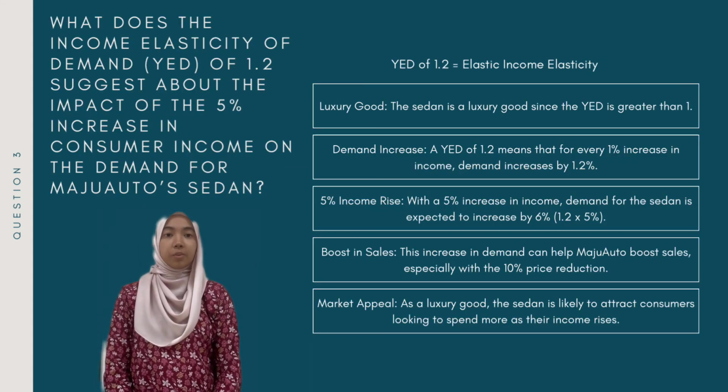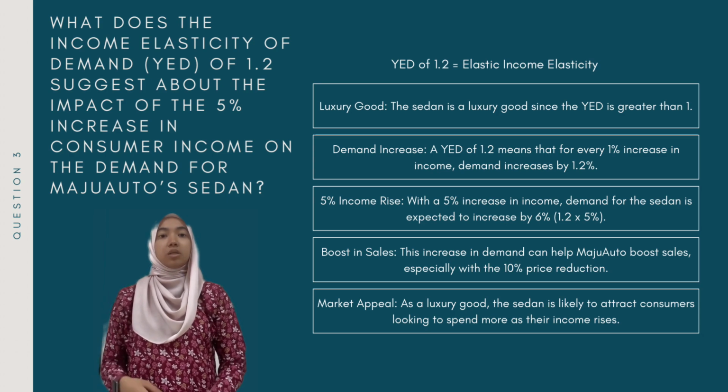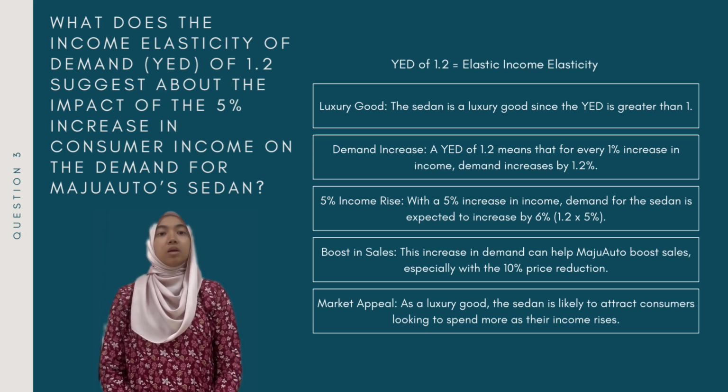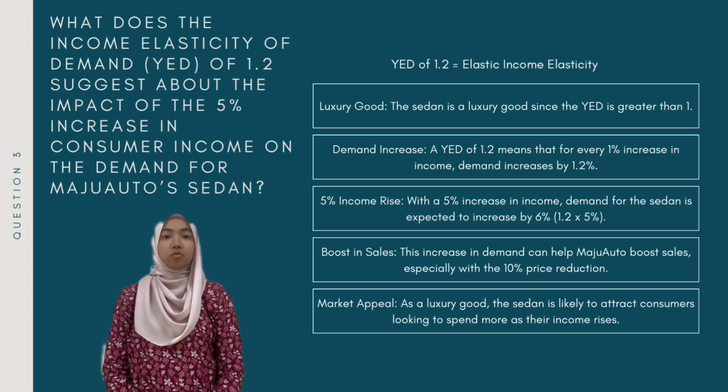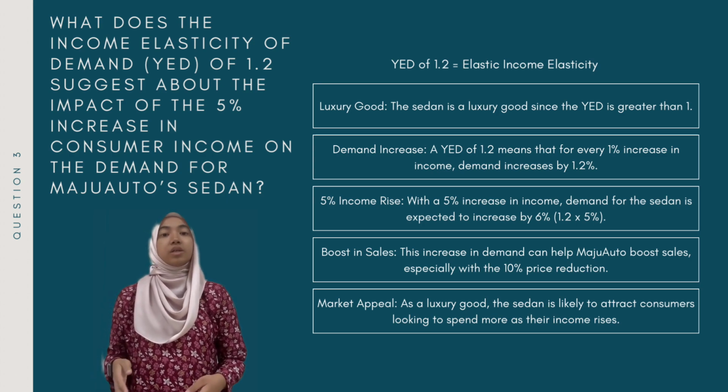So for question 3b, what does the income elasticity of demand of 1.2 suggest about the impact of a 5% increase in consumer income on the demand for Maju Auto sedan? Okay. So for Maju Auto sedan, the YED value is 1.2, which indicates the car is a luxury good since its YED is greater than 1.